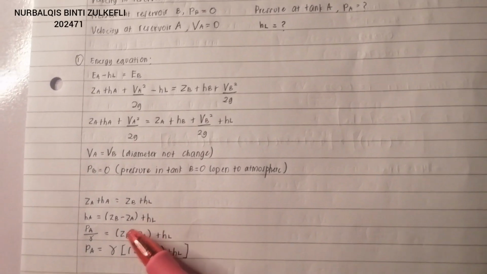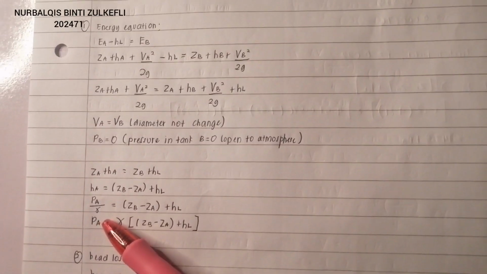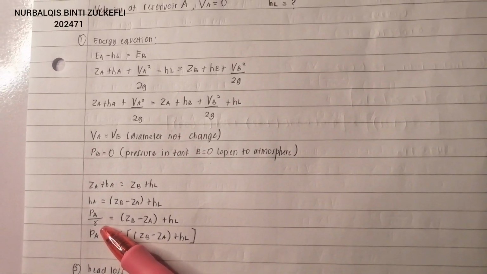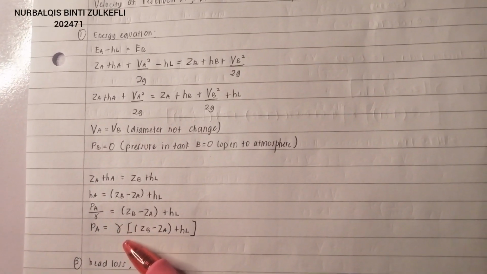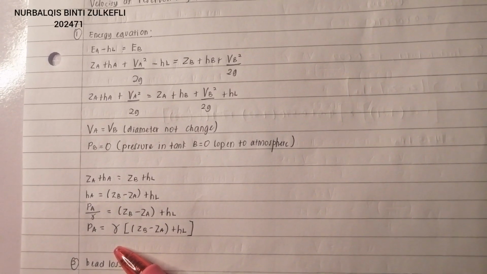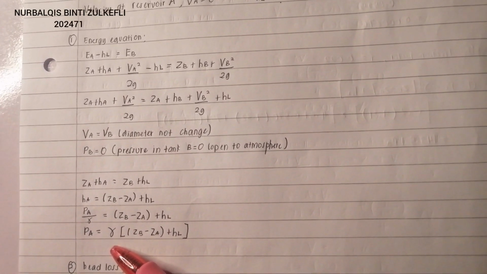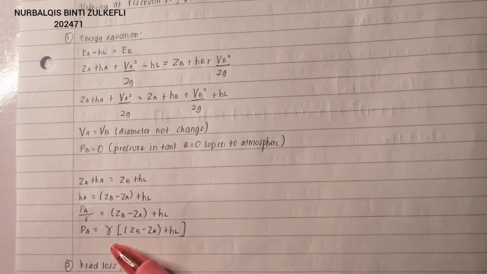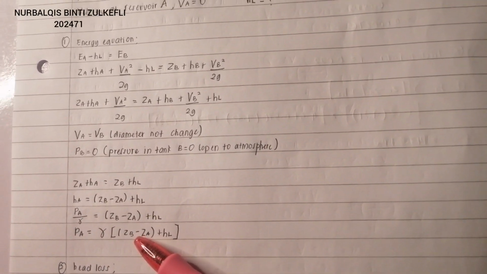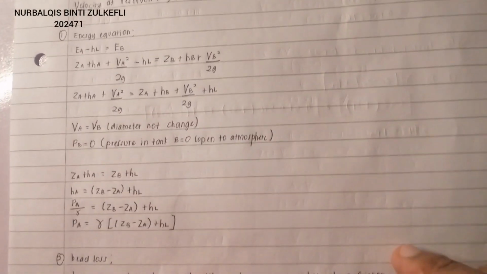We know that HA is equal to PA over specific weight. Then we calculate PA using this equation, which is PA equals specific weight times ZB minus ZA plus HL. Then step 2.